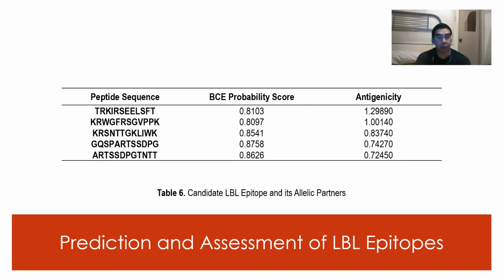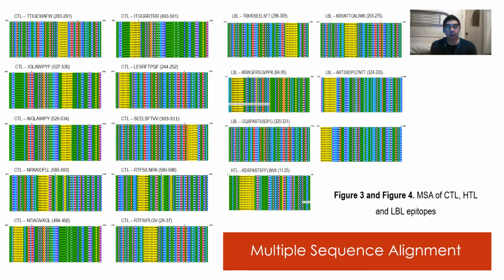So in LBL prediction, initially I had 174 epitopes that were predicted, but after filtering, the table shows that I was only left with 5 candidate LBL epitopes. The figures on display here are the results of the multiple sequence alignment viewed with the MView server. So as you can see, very minimal mutations were identified, and the epitopes in this study are highlighted in yellow.